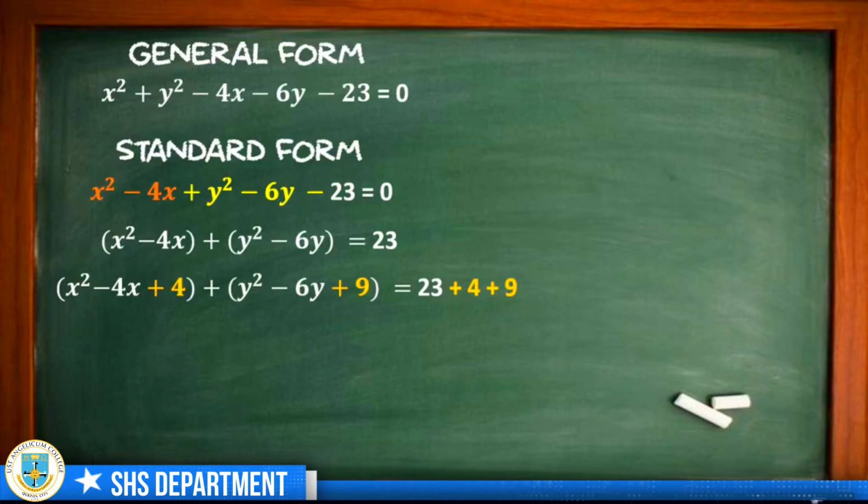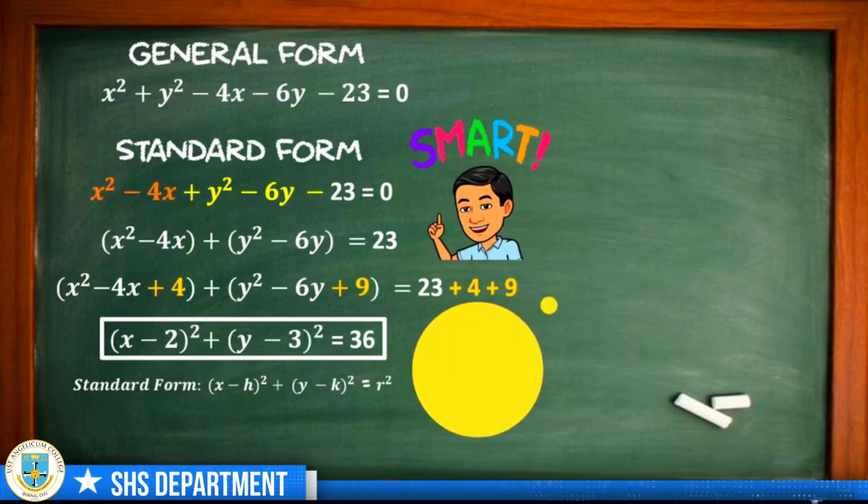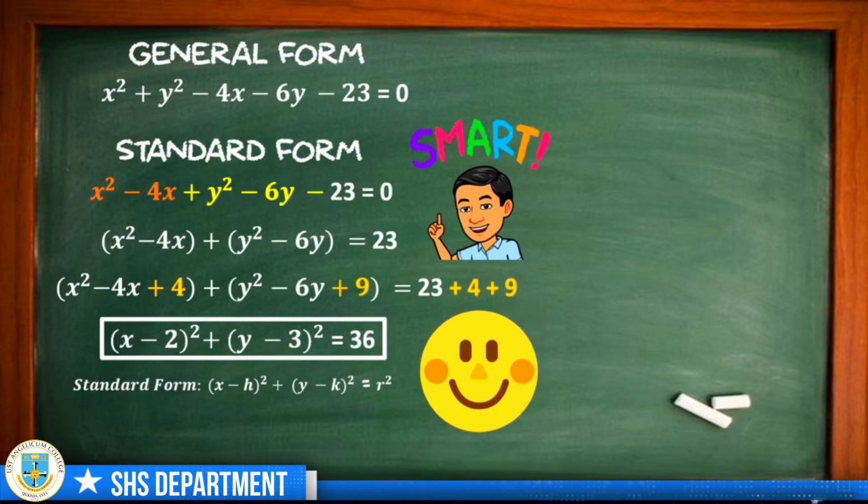While on the right side of the equation, we now add 23 plus 4 plus 9, and that will give us 36. So our final answer becomes the quantity of x minus 2 squared plus the quantity of y minus 3 squared is equal to 36. So that will be from general to the standard form.